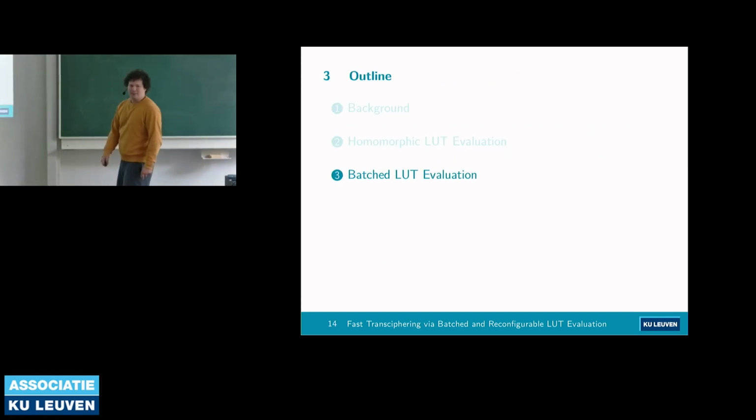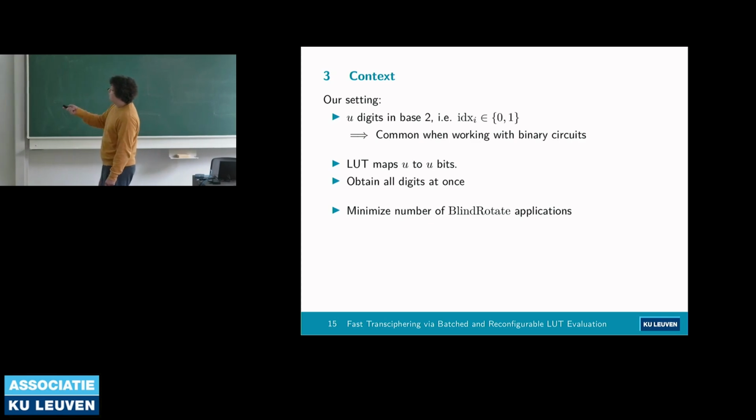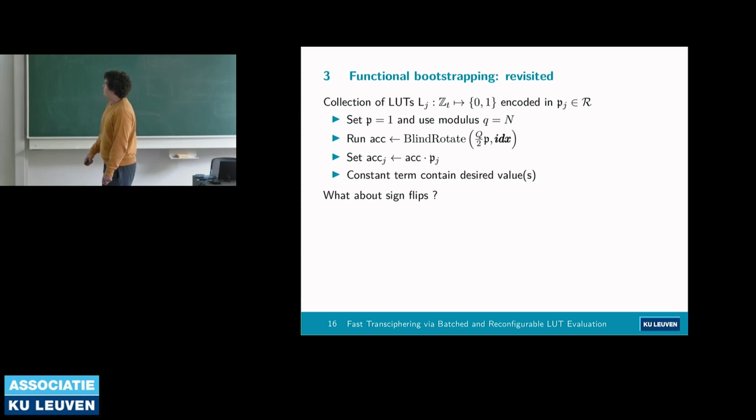All right, now we can actually come to the contribution. We'll focus on a very specific setting. First, we'll assume that we have U digits and in base 2. So we're working with bits, which is quite common when we're working with binary circuits. One example, also mentioned in the last talk, is when we want to homomorphically compute the AES S-box. And we'll also have an input of U bits as well. We want to obtain all digits at once, and obviously we want to minimize the number of blind rotation applications we'll need. So the first ingredient we'll use is kind of an observation.